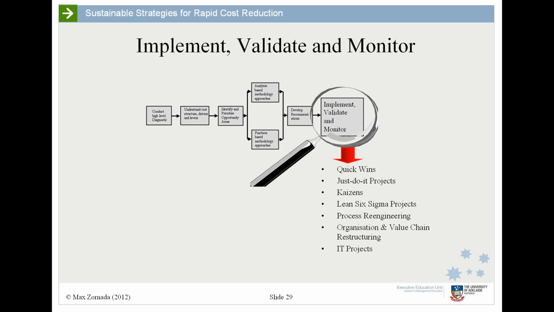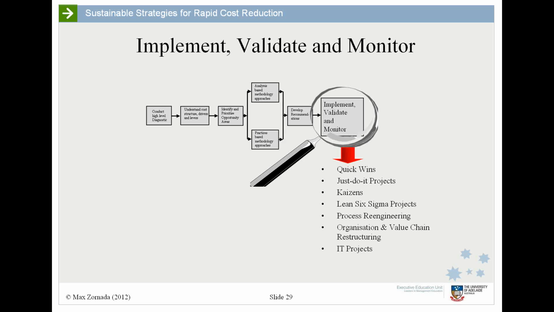Kaizen and Lean Six Sigma projects. I guess Kaizen is the term that lean organizations use to describe improvement projects that are done relatively quickly by a full-time team, typically 5-day full-time for a team of 5 or 6 people, versus much longer time frame Lean Six Sigma projects that are often done by a team over a period of several months, working part-time on the project. Often process re-engineering opportunities are identified, organizational and value chain restructuring.